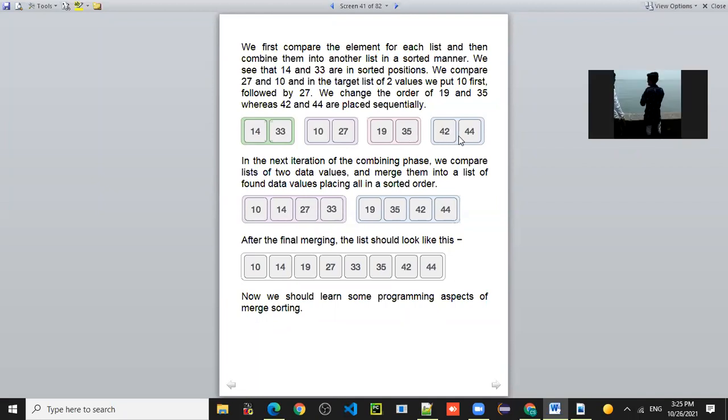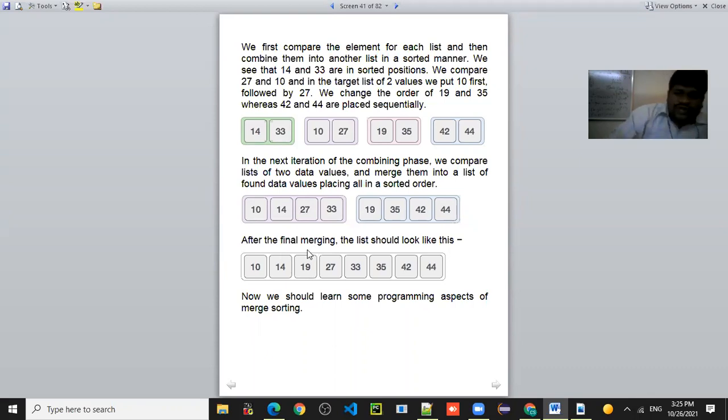Now combine the next two sublists. Who is the smallest here? 19. See, these two sublists are in the sorted order. So 19, 35, 42 and 44. Now we have only two sublists left, so the final merging we need to do. Final merging means combining. That's why we are calling it merge sort, right?